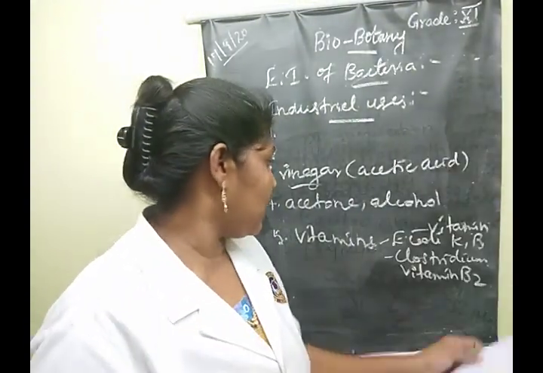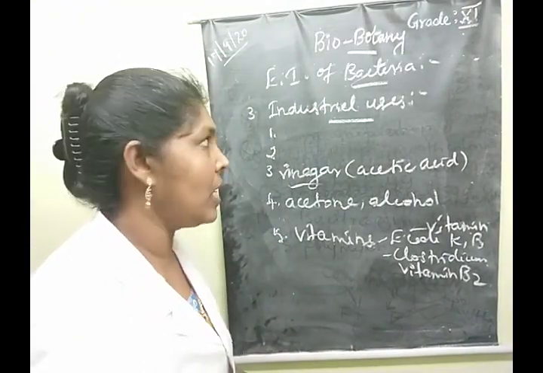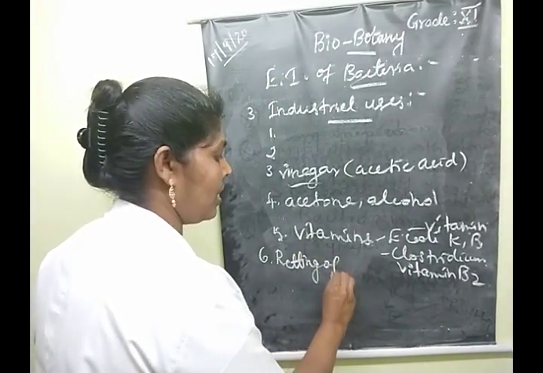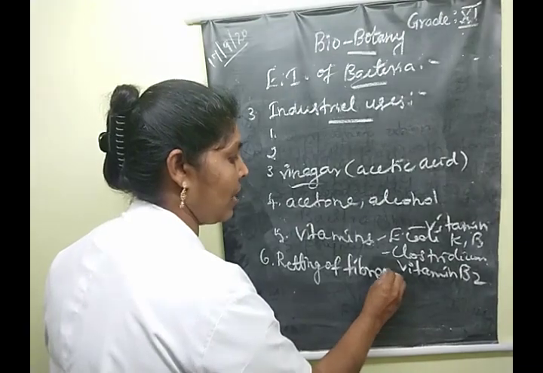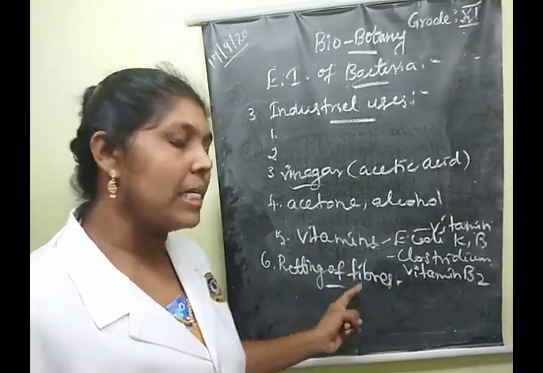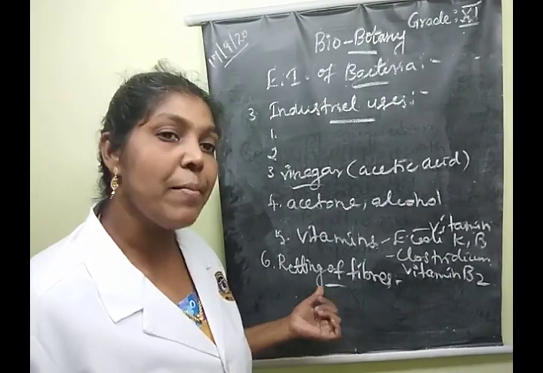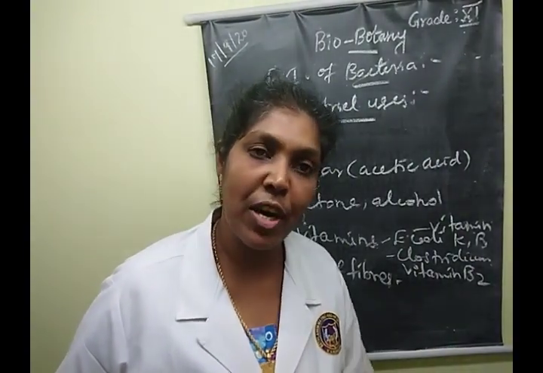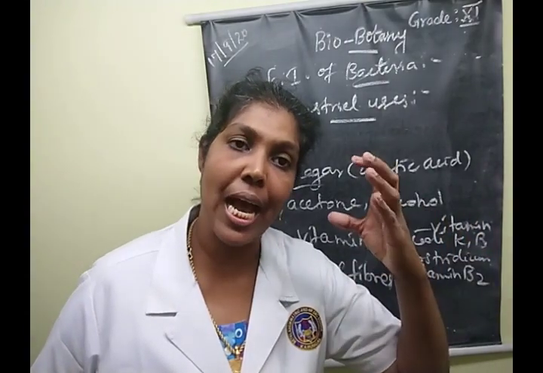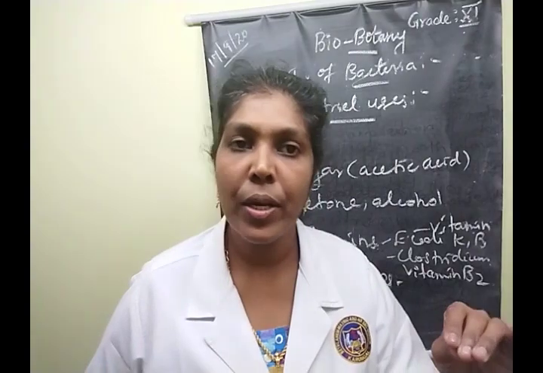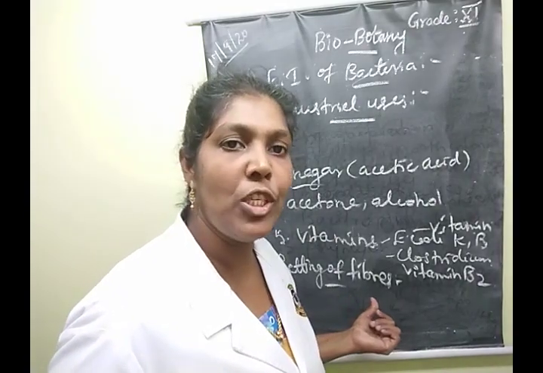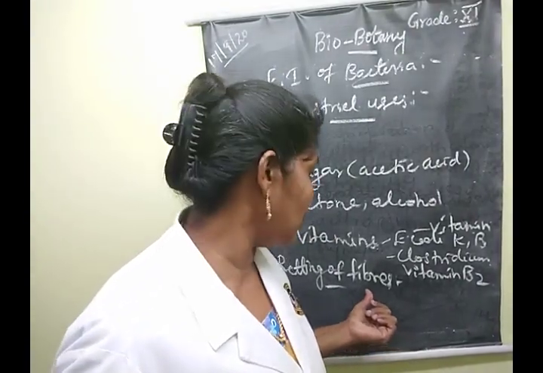Then the next question is very, very important. Two more questions, children. What does retting of fibers mean? Here, retting means separation. First of all, the fiber is obtained from fiber-yielding plants due to the activities of Clostridium species. This is the separation of the fibers by the bacterial species Clostridium.